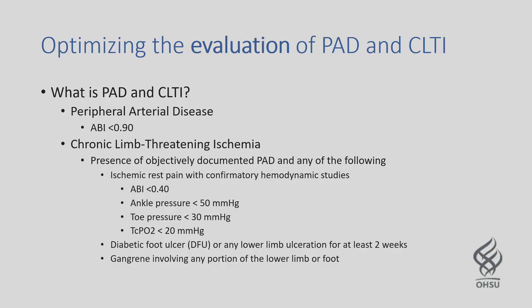So these patients, they may not have a wound, but typically or classically they'll have an ABI less than 0.40. If you can get an ABI, and I'll get more into that later, simply an ankle pressure less than 50, a toe pressure less than 30, or transcutaneous oxygen pressure, if you have access to that, less than 20. All of those would be consistent with ischemic rest pain.